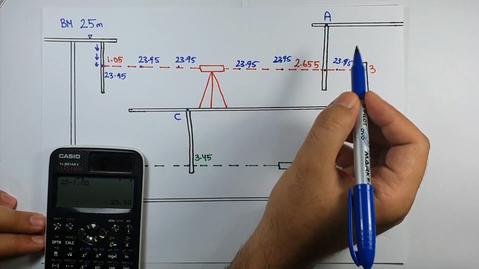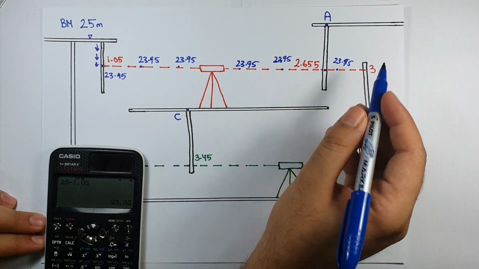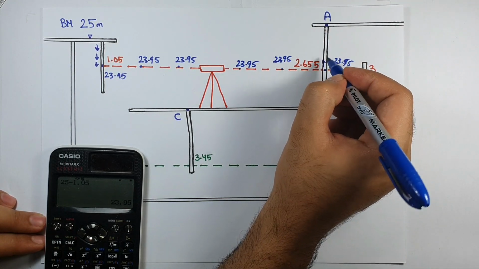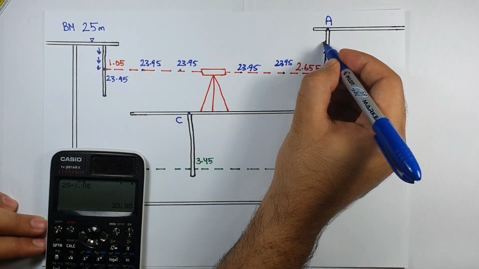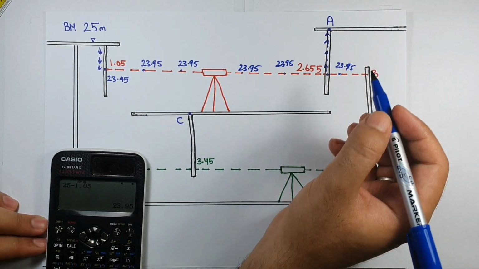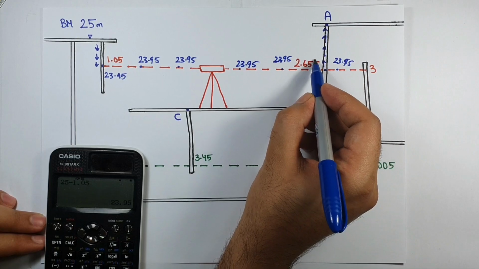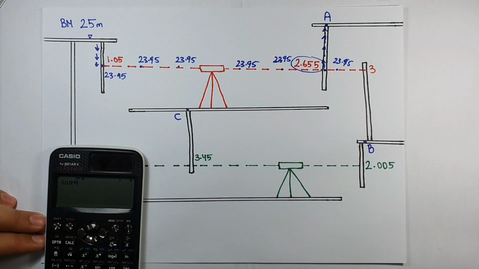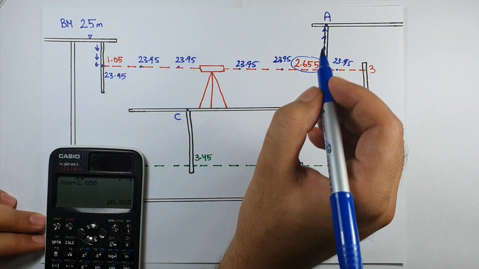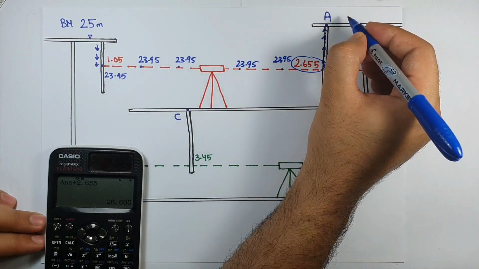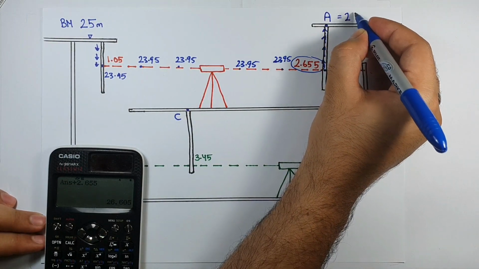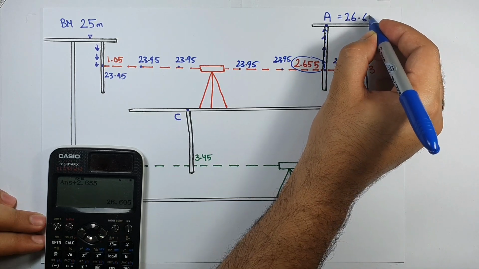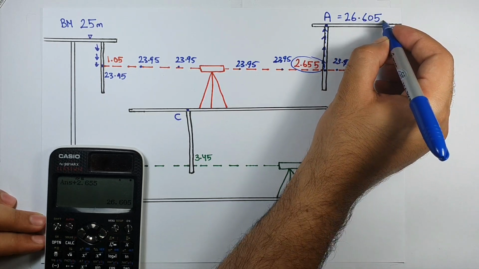So reaching point A, which is above our HPC line, we have to go up. When we go up, we add. So 23.95 plus 2.655. This gives us the reduced level of point A, which is 26.605.